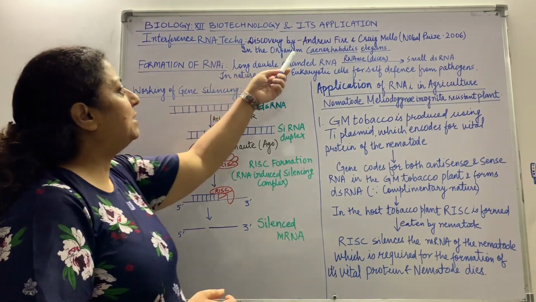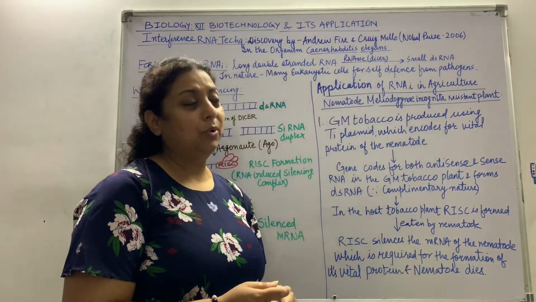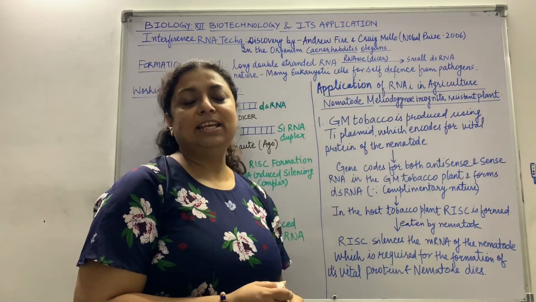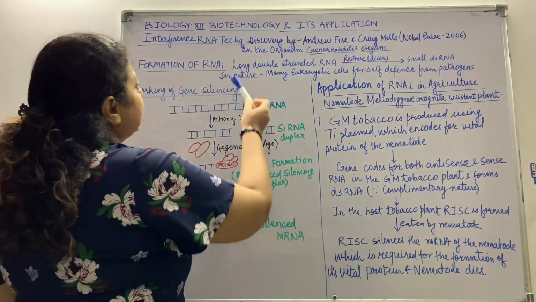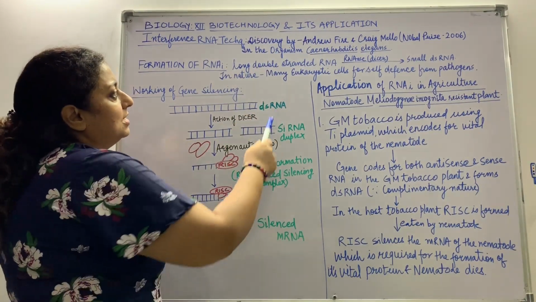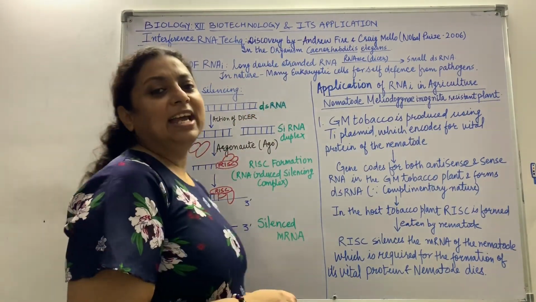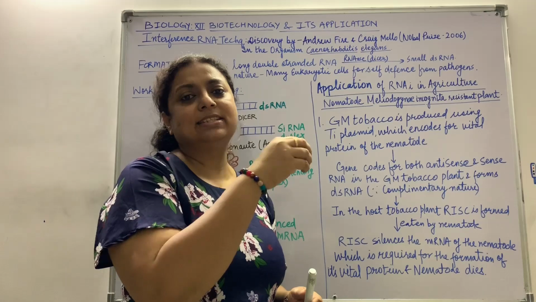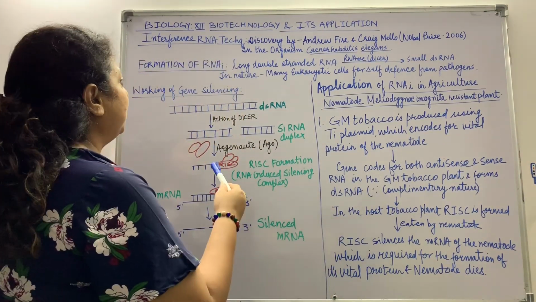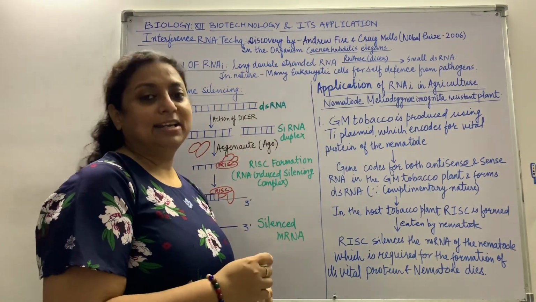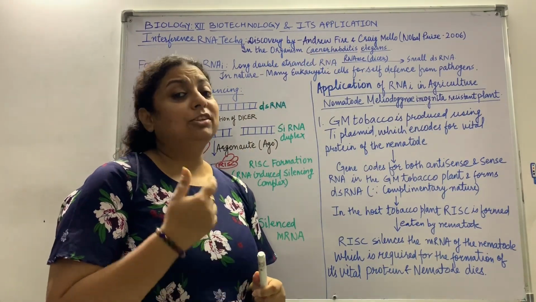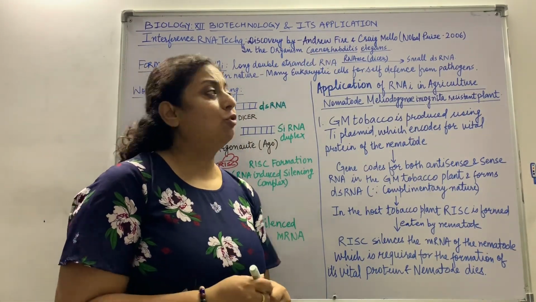It was discovered by Andrew Fire and Craig Mello, and they received the Nobel Prize for discovering this technology in 2006. Then we can see that in the organism Caenorhabditis elegans, it is applicable. So we are going to see now what this Caenorhabditis elegans is. Rather, this is a nematode which is a pathogen to the plants, especially the tobacco plants.